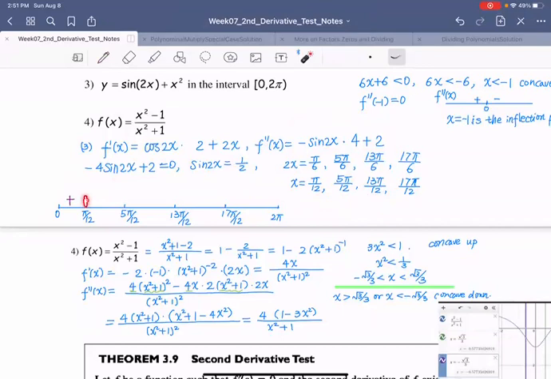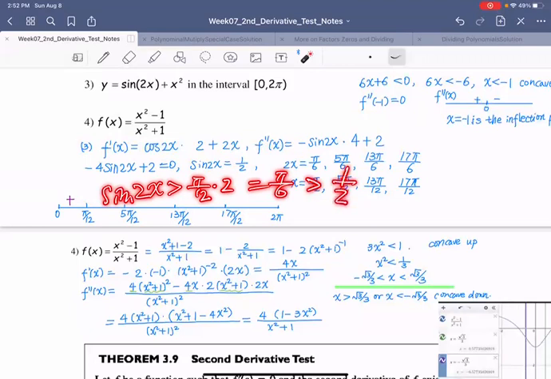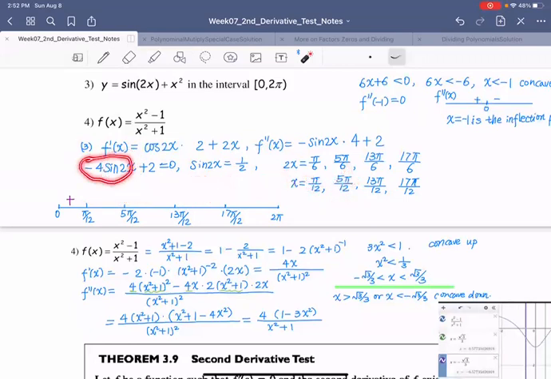But if you are beyond this point, then your sine pi over 6, this guy, if your x is bigger than pi over 12, 2x will be bigger than pi over 6. Sine 2x will be bigger than 1/2, correct? Now, if this guy is bigger than 1/2, then this will make this less than 0, correct? Okay. Make sense? So this is negative.